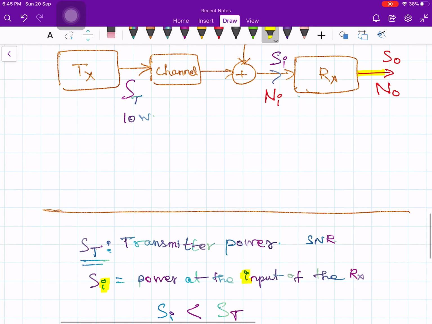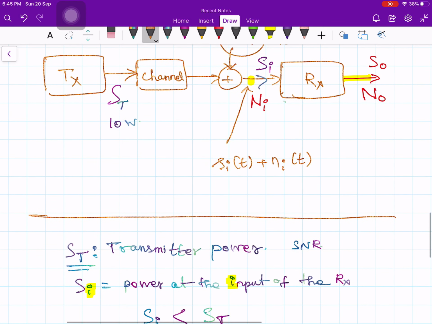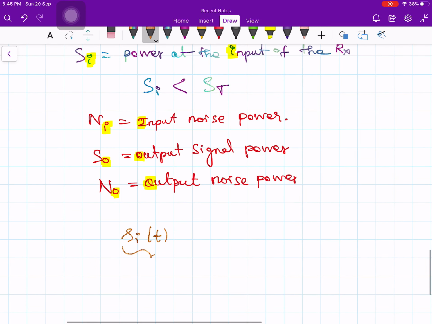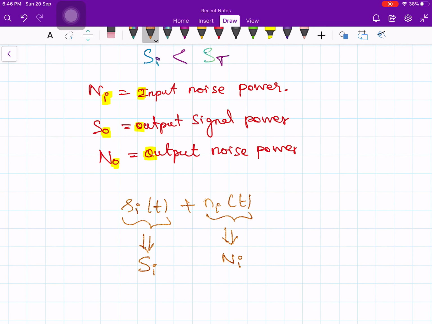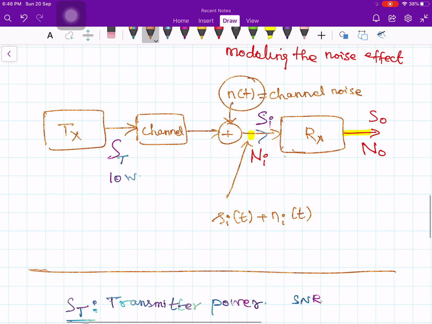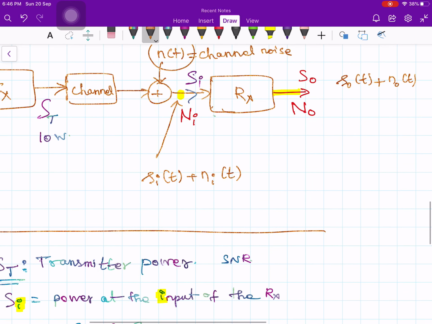Therefore, if you look at the figure, at this point, what components do you have? Here you have the signal component, let's say S_i of t, plus the noise that is getting added, therefore n_i of t. The input signal component has power capital S suffix I, and the noise component n_i of t has power capital N suffix I. Similarly, the output of the receiver also contains S0 of t plus n_0 of t. Therefore, the output also consists of the desired signal component and the noise component.